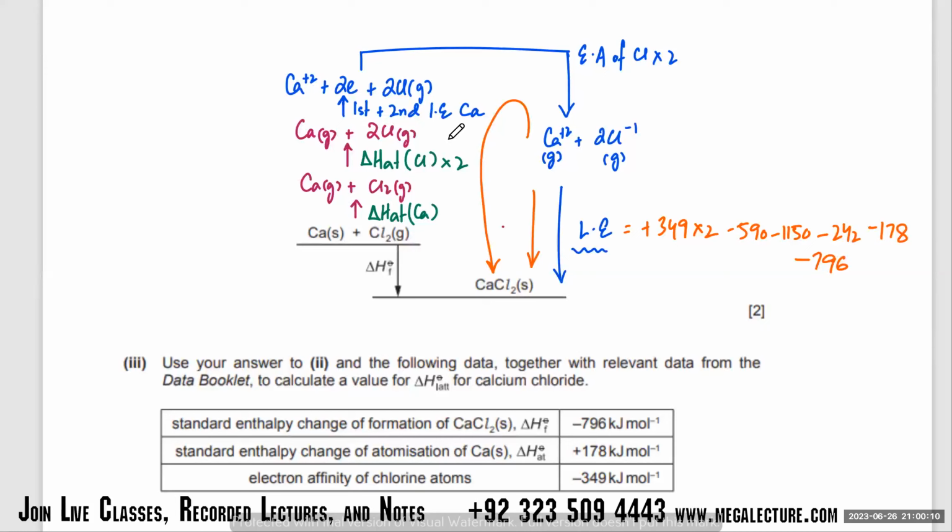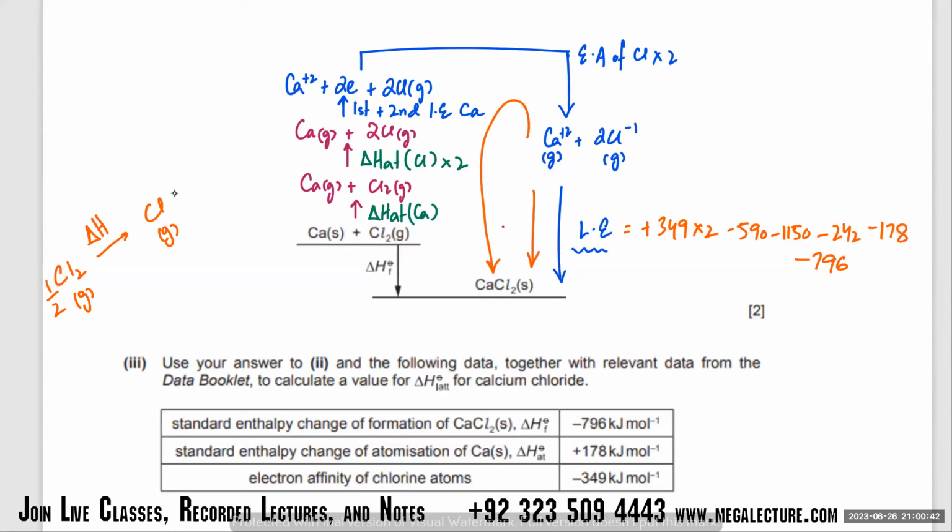I had a question, sir. I thought for atomization, it's going to be half of the bond energy. Yes, it will be half the bond energy. Let me clarify this. Cl2 forming Cl gaseous atoms, right? In enthalpy of atomization, you form 1 mole of gaseous atoms. So this is the enthalpy of atomization of Cl.